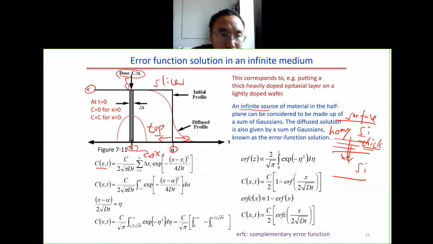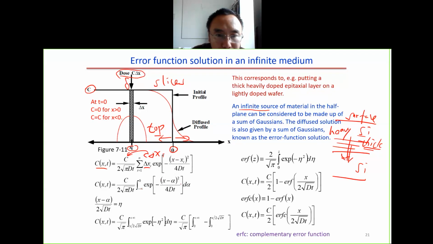Then we take the C out, so we have the delta xi still inside. Then we have this exponential part. Now the sum can be approximated as the integration. So when the delta xi is very small, it becomes an integration. So we have this one.